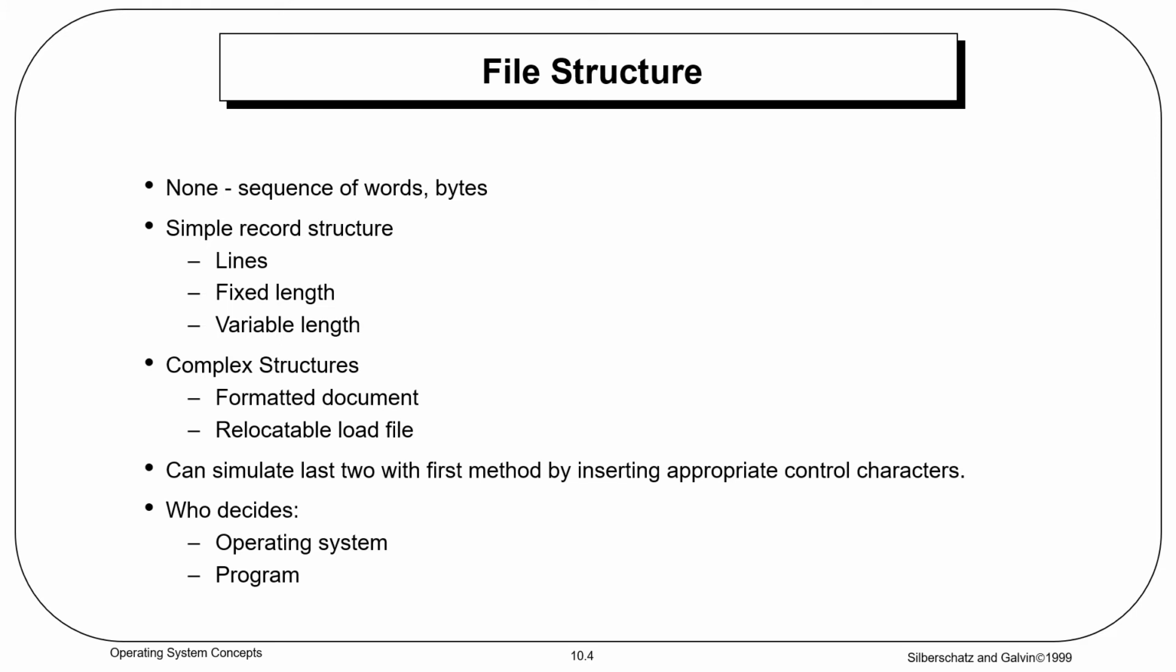As we discussed in the previous slide, a file is a sequence of words or bytes. It can have a simple record structure. In a text file, it is lines, of fixed length or variable length. Sometimes the file structure is complex, such as a formatted document or a relocatable load file. And who decides, the operating system or the user? The user writes the program.